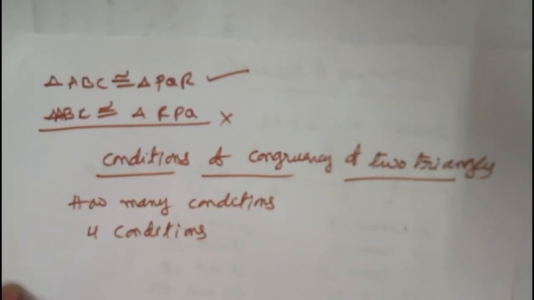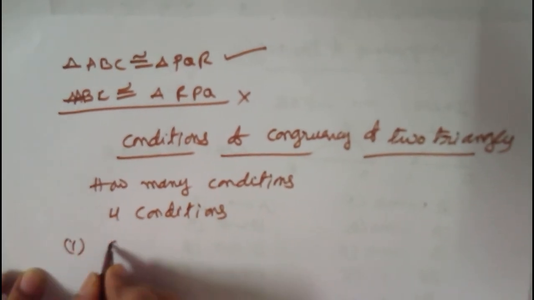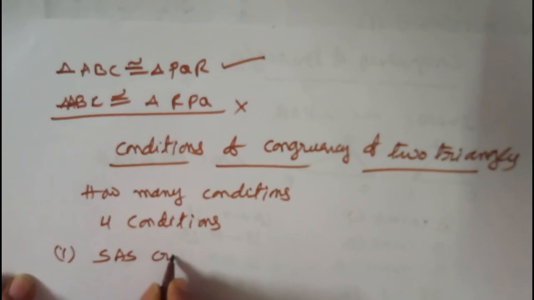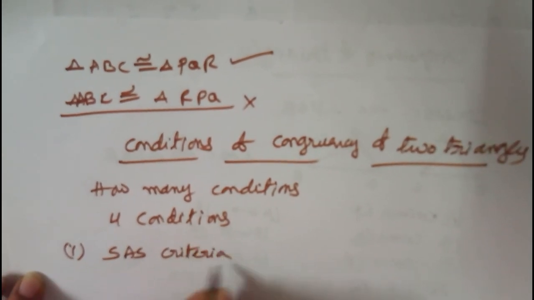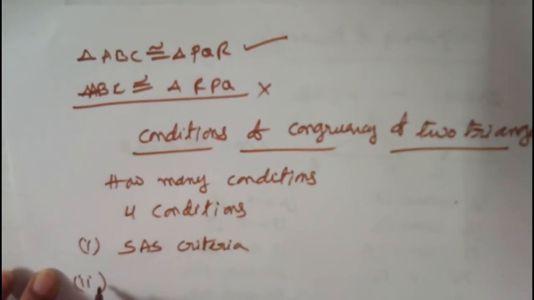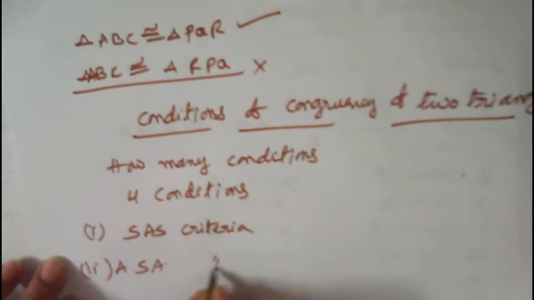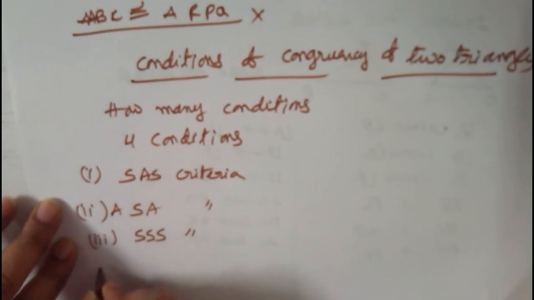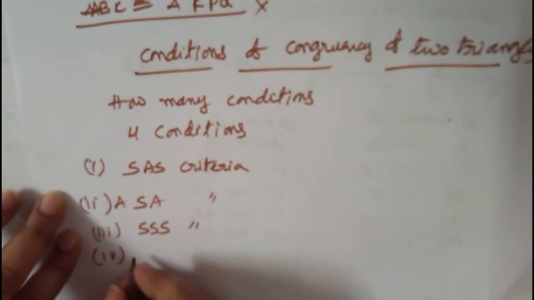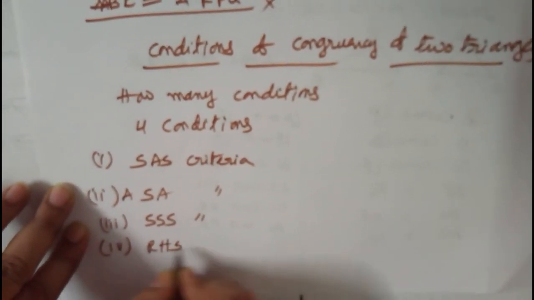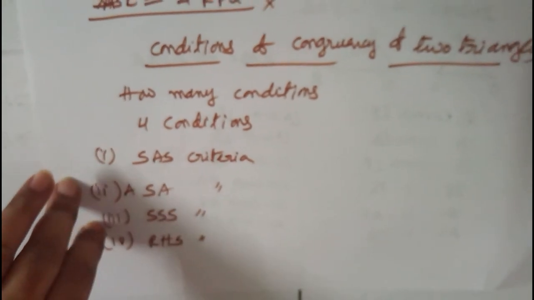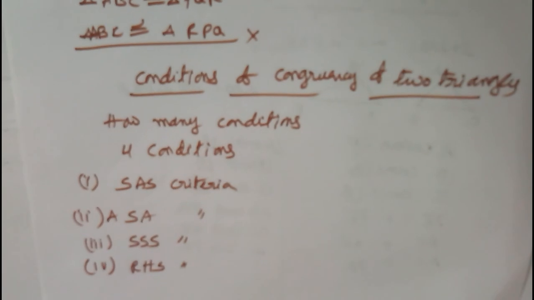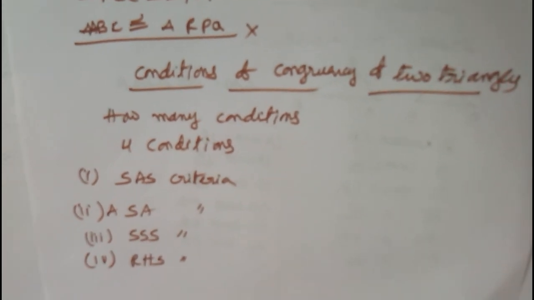Yes. What are they? First one is SAS criteria. Second one is ASA criteria. Third one is SSS criteria. Fourth one is RHS criteria. Can you tell me the definitions of the criteria? Did you remember that? Yes. Now we'll recall that.